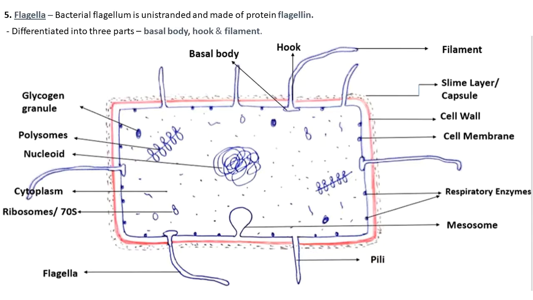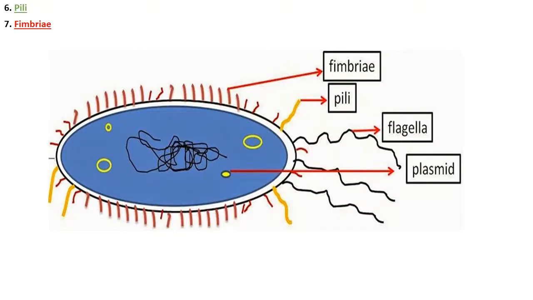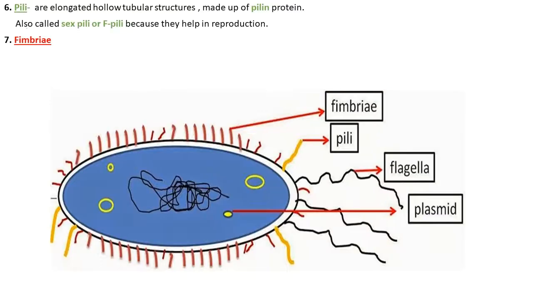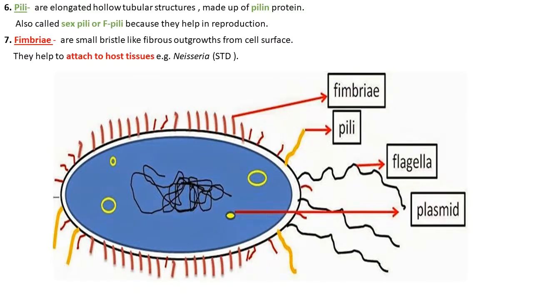In addition, certain bacteria may have pili or fimbriae. These two structures, pili and fimbriae, do not help in movement. Pili are elongated hollow structures. They help in reproduction and are made up of the protein pilin. While fimbriae are bristle-like and they help in attachment. Okay.